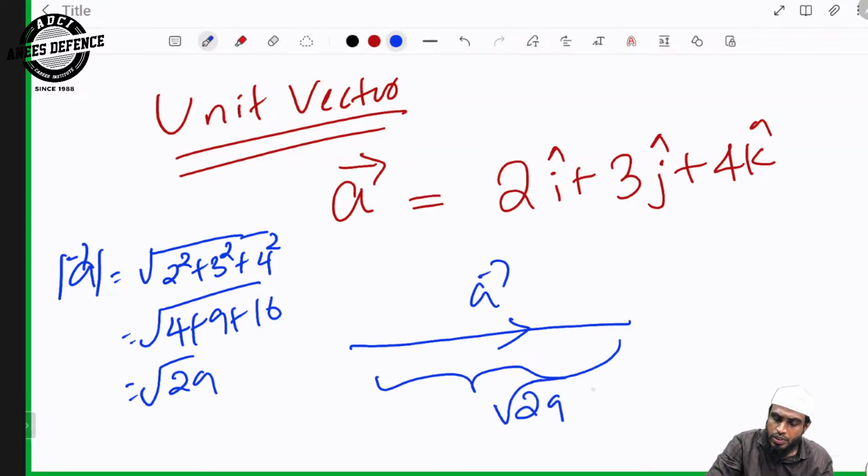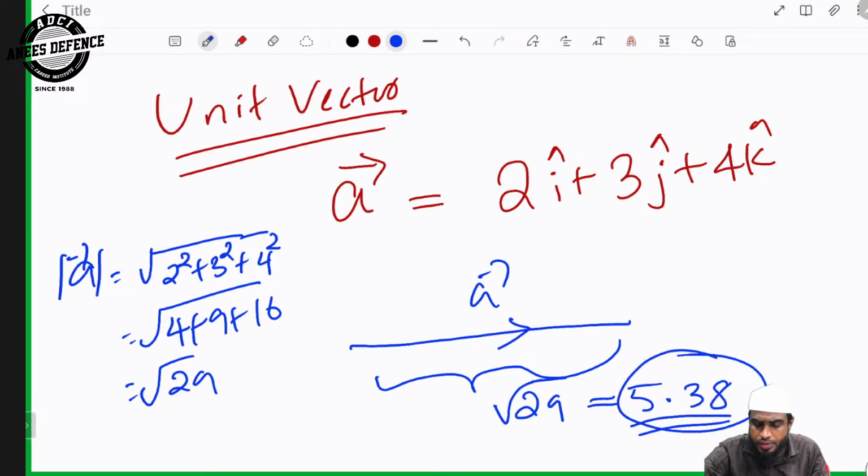We know that the square of 5 is 25, and the square of 6 is 36. So root of 25 will be 5 and root of 36 will be 6. So root 29 will be in between 5 and 6. For example, this value is near about 5.38. Root 29 will be 5.38.